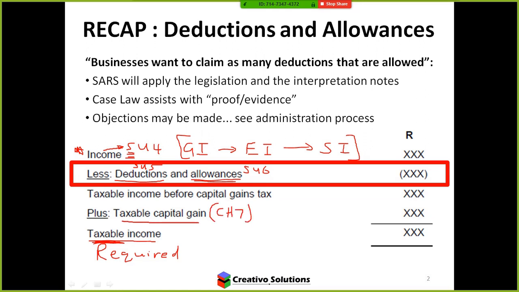The taxable gain, CGT, again is a separate consideration. It's covered in a separate study unit. So that's very important. Just to give you some recap, we've looked at income, we've looked at deductions. Now we're looking at this one, allowances. The last one we need to look at in order to get this taxable income is the CGT.